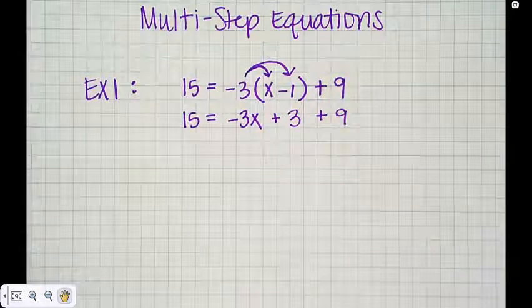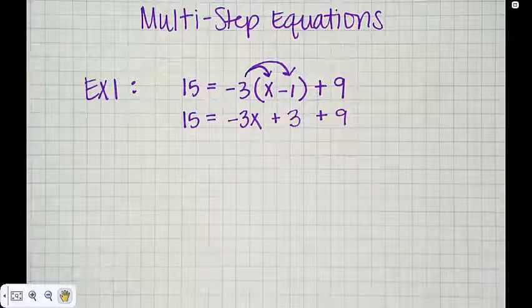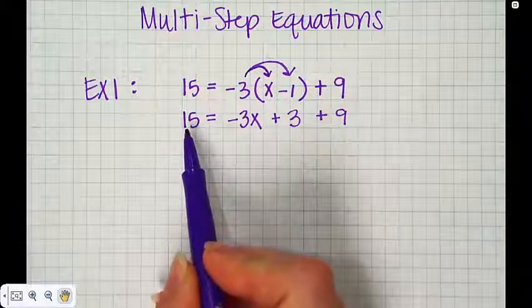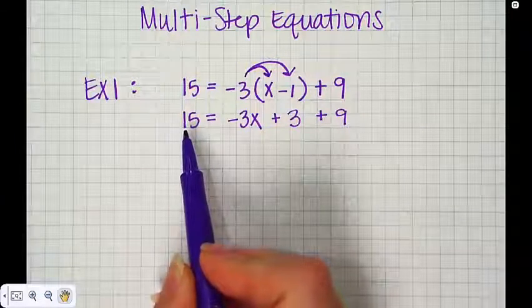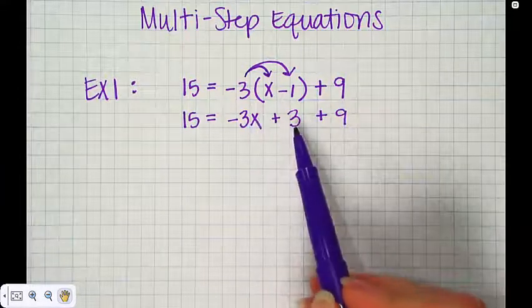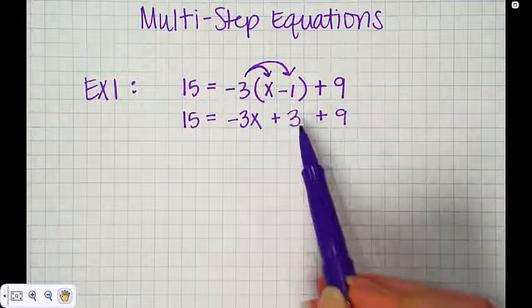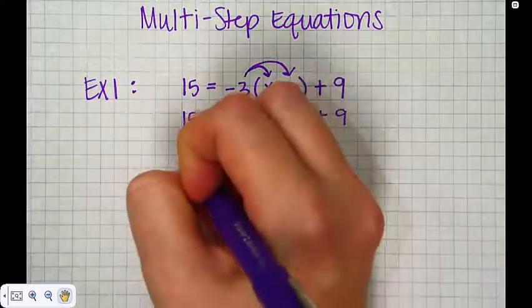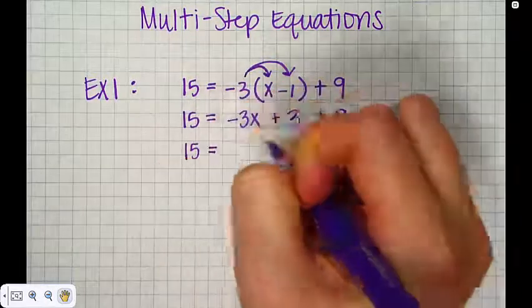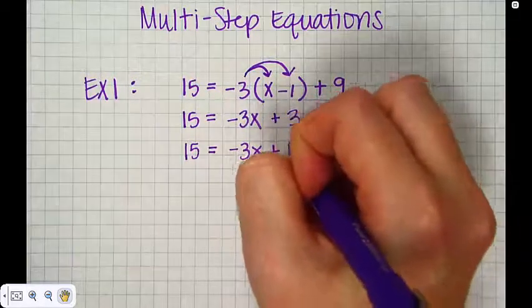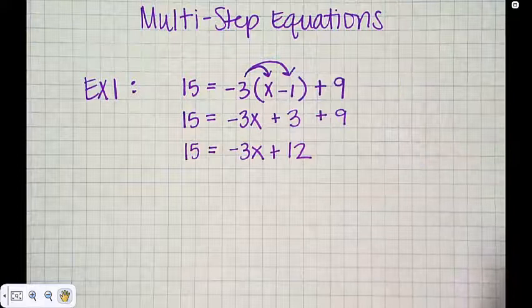Now we're going to look at our next step. It says look at each side of the equation. Are there like terms on the left side? So do we have any like terms out here? No, because we only have one term. Then it says are there like terms on the right side? So I look over here. I don't have any more x's, but I do have two numbers here that I can combine together. So we're going to go ahead and do that now for our next step. So bring down the 15 equals and the negative 3x, and then 3 plus 9 is 12. So we're going to add plus 12 there.